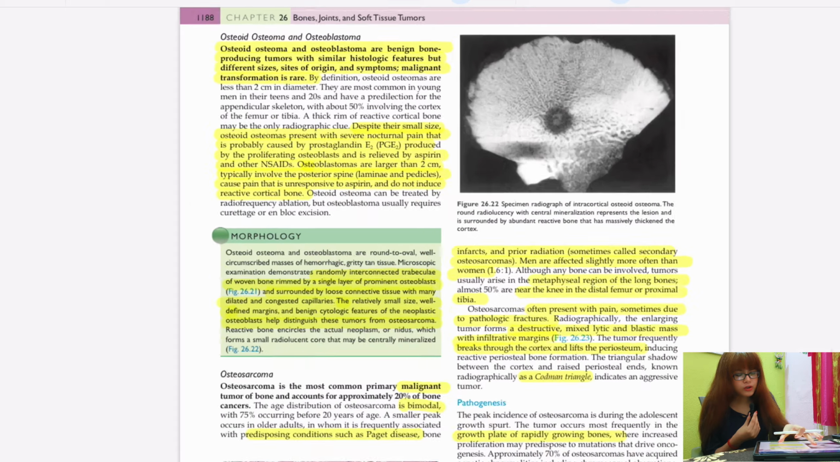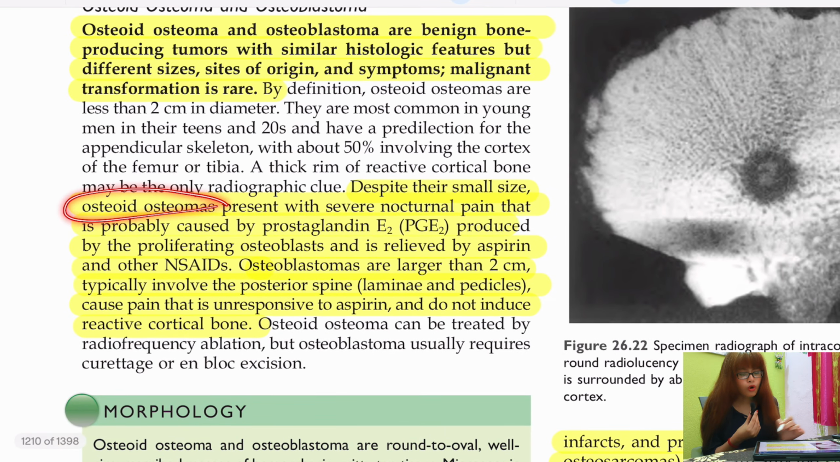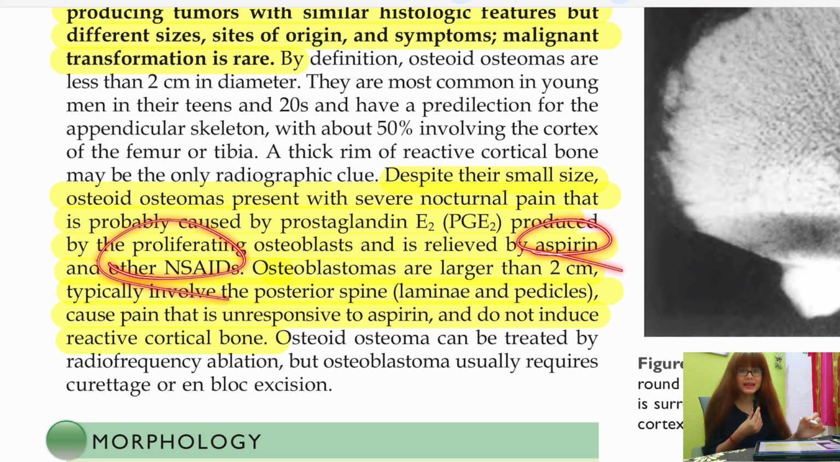Now coming to osteoid osteoma and osteoblastoma, the differentiating point is that osteoid osteoma will respond to NSAIDs and aspirin. Why? Because they present with nocturnal pain, which is due to the prostaglandins produced by the proliferating osteoblasts, and therefore it can be relieved by aspirin and other NSAIDs, but osteoblastoma do not respond to aspirin or NSAIDs.